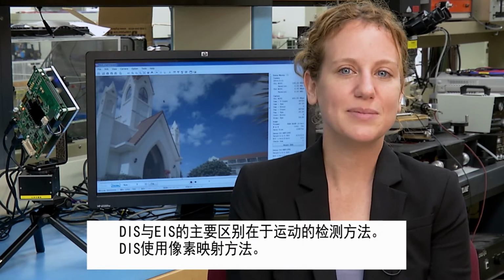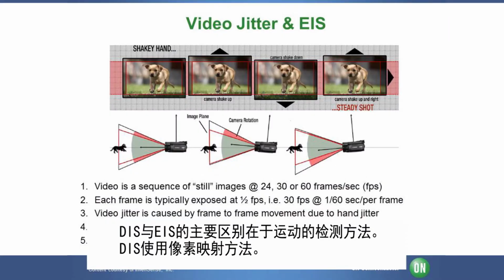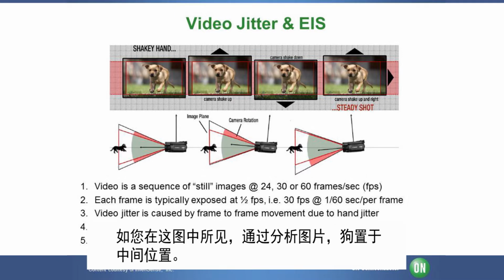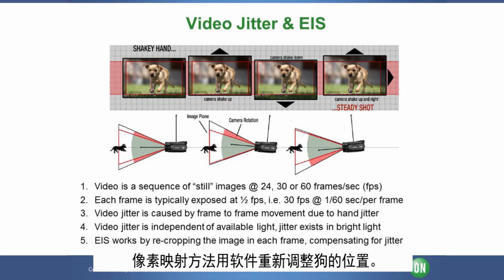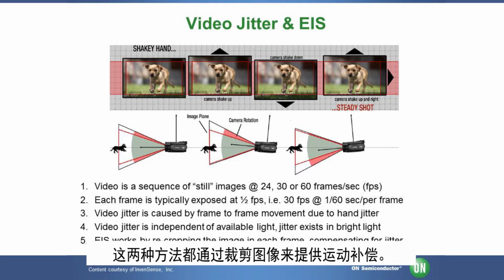The primary difference between DIS and EIS is the method used for motion detection. DIS uses pixel mapping. As you can see in this image, by analyzing the picture, the dog is centered. Pixel mapping realigns the dog via software. EIS uses a gyro to detect the camera motion and compensate for the movement in real time, maximizing pixels and image quality. Both methods compensate for the movement by cropping the image.